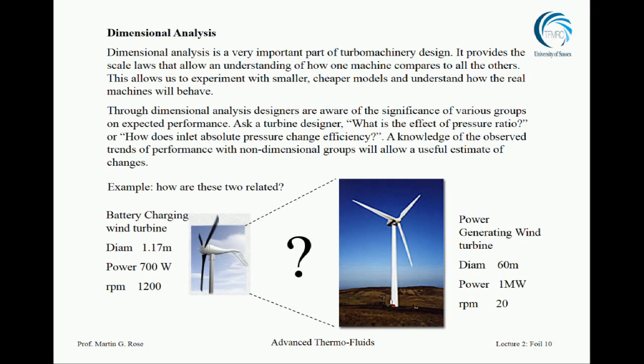And as I've outlined here, the kind of questions that a designer might be asked is, what is the effective pressure ratio? Does it matter? How will the machine change if I change the pressure ratio? Or how does the absolute pressure coming into the machine change the efficiency of the machine? These questions can be answered, and the way you answer them is by understanding the dimensionless groups which control the behaviour. And that's what the lecture is about.